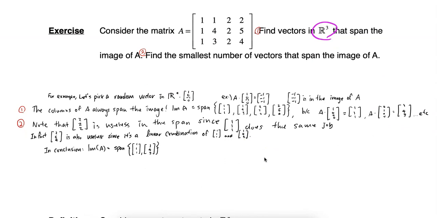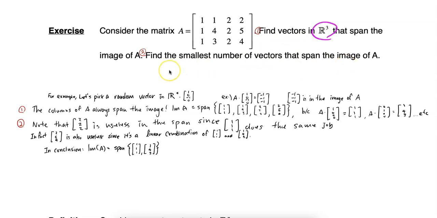Now we're switching gears and we're looking at the span. So consider the matrix A given here. Two questions. First, find vectors in R3 that span the image of A, and secondly, find the smallest number of vectors that span the image of A. Before that, let's look at an example of the image just as a refresher.